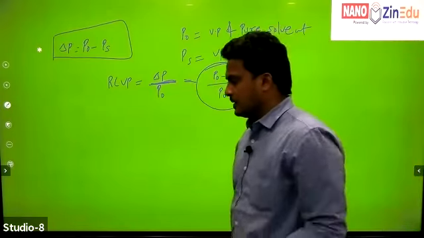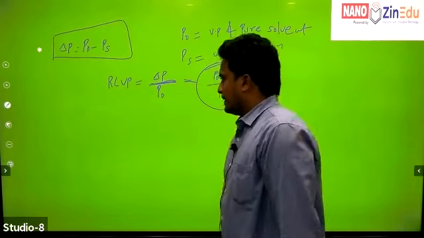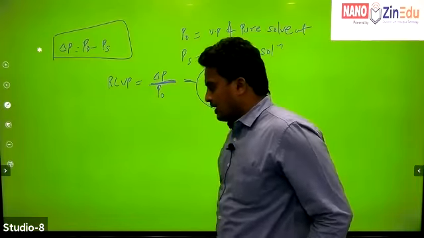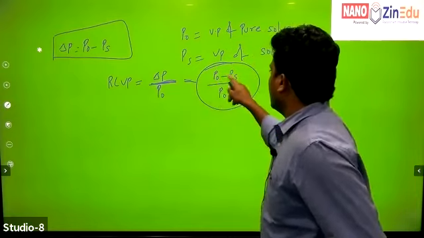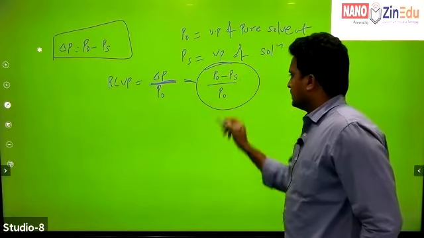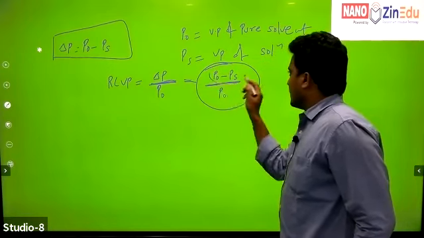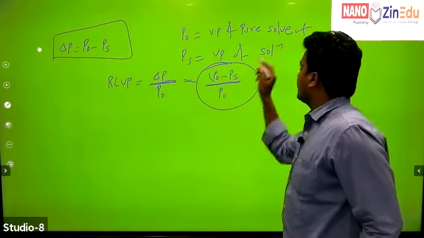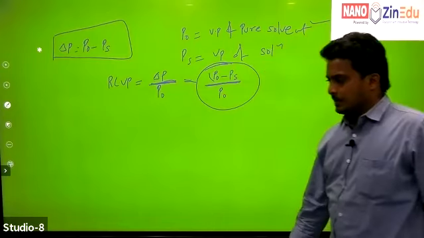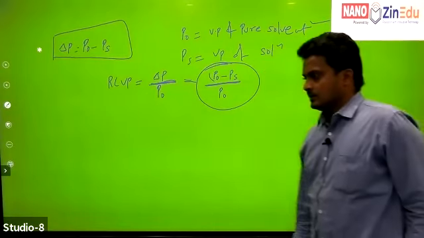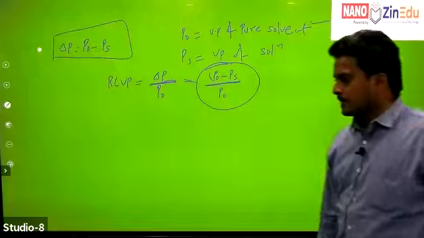Is this clear for you? RLVP, relative lowering of vapor pressure, is equal to P naught minus Ps by P naught. How can we define it? It is the ratio of lowering of vapor pressure to the vapor pressure of pure solvent. Clear? Yes, sir.